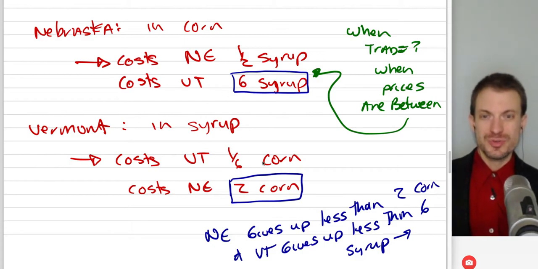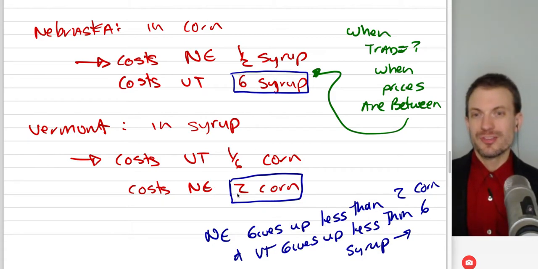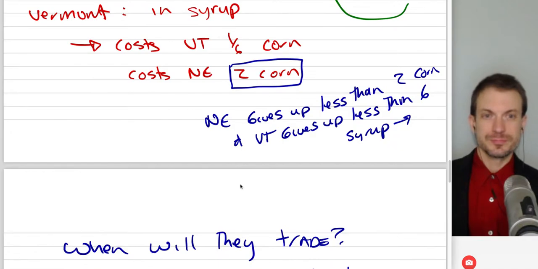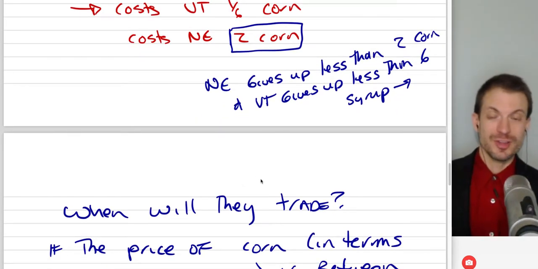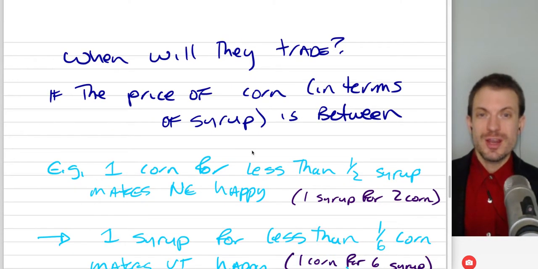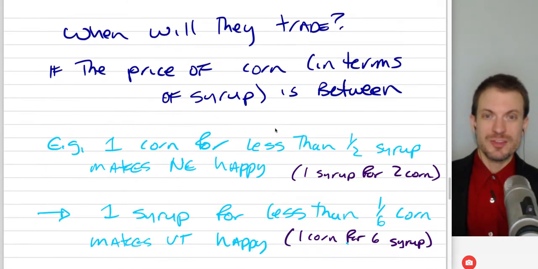So suppose we come up with a particular trade. Suppose Vermont gives up 3 syrup to Nebraska for 1 corn. That'll make both happy, because Vermont would be giving up less than 6 syrup to get a corn if they're giving up 3, and Nebraska would be giving up less than 2 corn to get a syrup if they're giving up 1. So when will they trade? If the price of corn in terms of syrup lies between their opportunity costs.